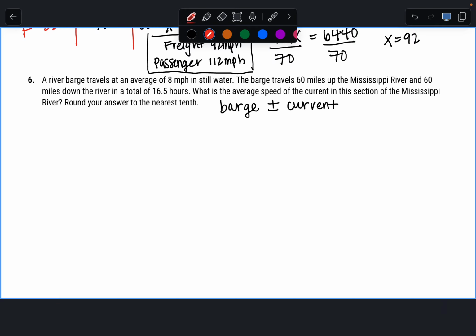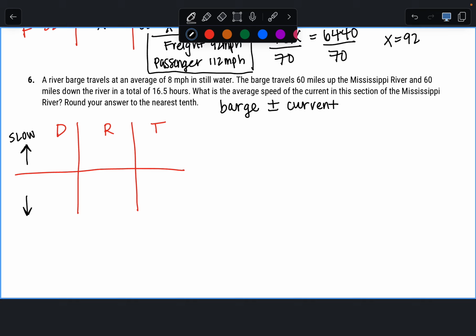So I'm going to set up my table, same exact way I've been doing. Distance, rate, time. And we have similar directions. We have upriver, we have downriver. Now, upriver, you're going to go slower, and downriver, you're going to go faster. So just in the same way we talked about going uphill and downhill, the same thing happens. The Mississippi drains into the ocean and it goes faster that way. Now, it's saying 60 miles up and 60 miles down. So I'm going to give my distance, 60, 60.